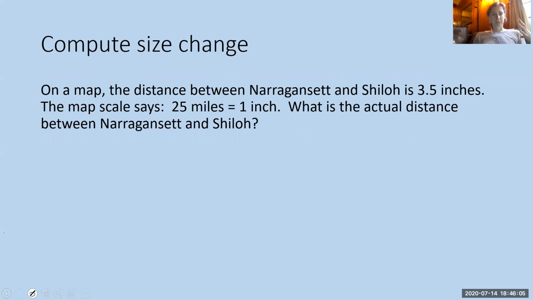So let's look at this problem here together. It says, on a map, the distance between Narragansett and Shiloh is 3.5 inches. So you're looking at a map, you get out your ruler, you see like if you draw a straight line between them, it's 3.5 inches. The map scale says 25 miles equals 1 inch. What is the actual distance between Narragansett and Shiloh?